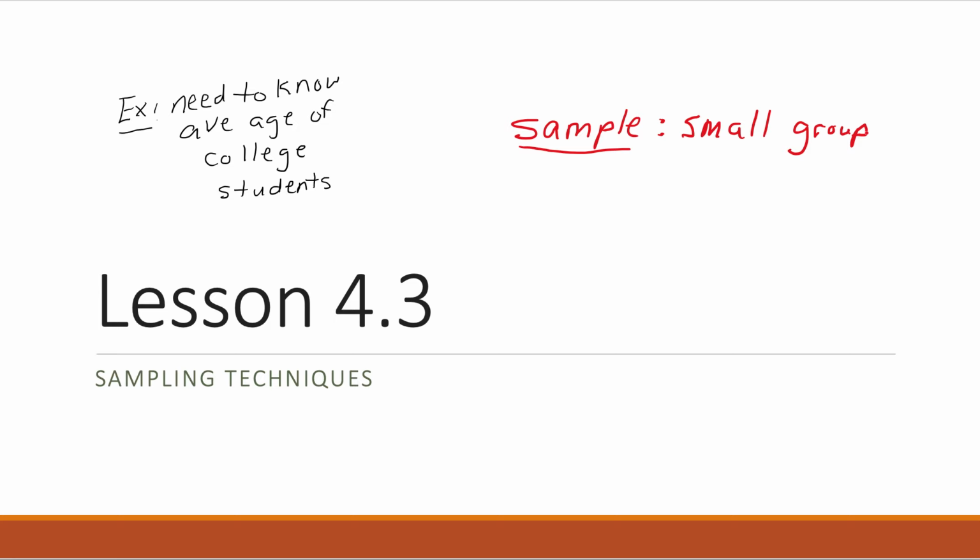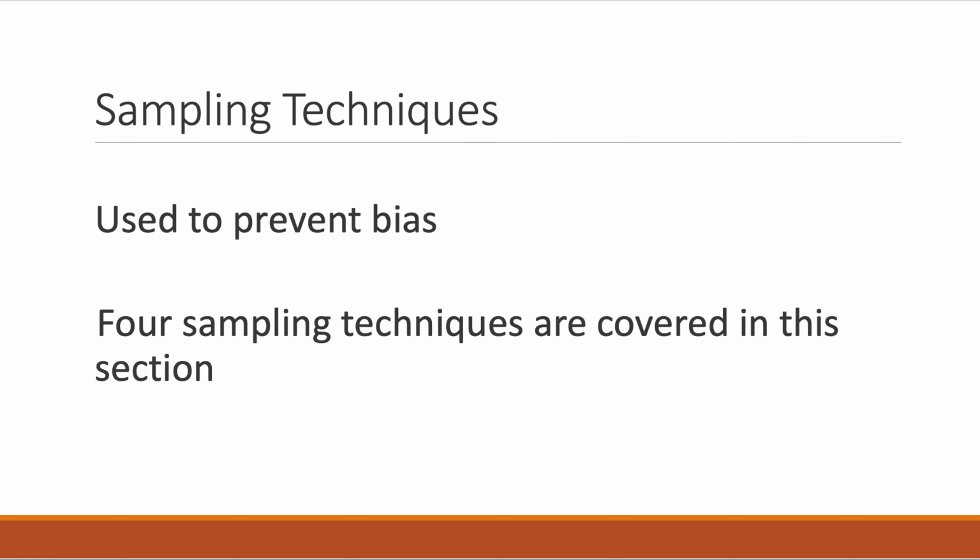All right, so what we're talking about in this section is when we decide who's going to be in our small group, we want to do it as fairly as possible. So we want to use one of these 4 techniques that are covered in this section to avoid having any bias. What does it mean, bias? Bias means that you have prejudice in favor or against something. I'm just going to jot this down: prejudice either for or against somebody.